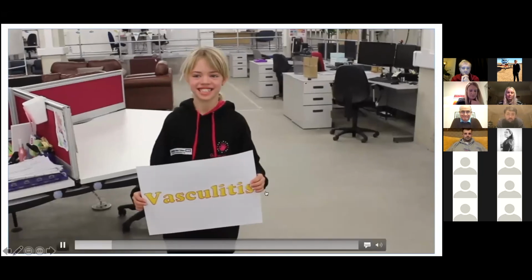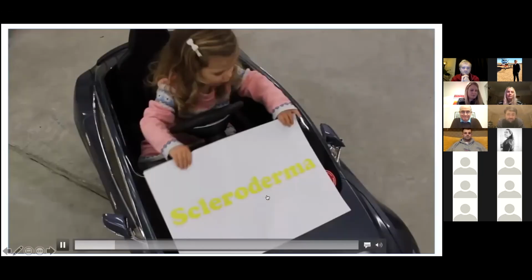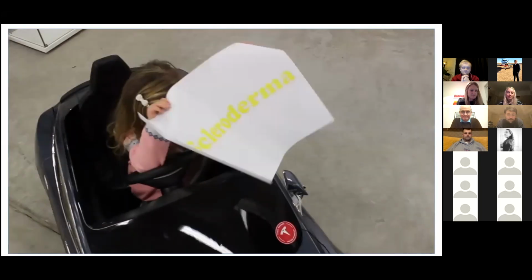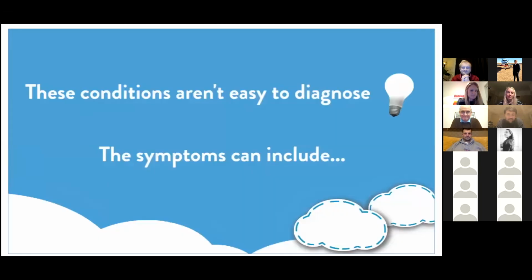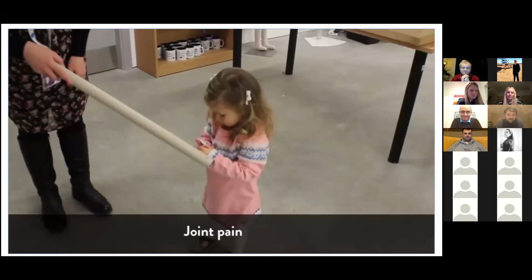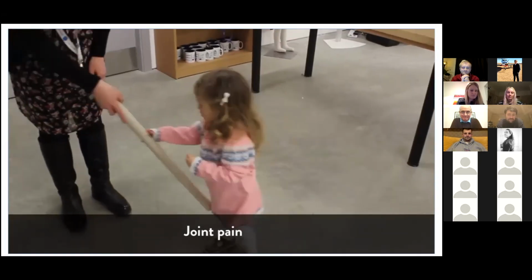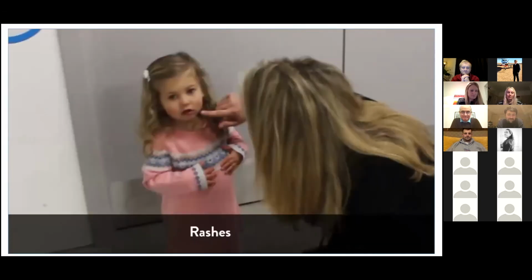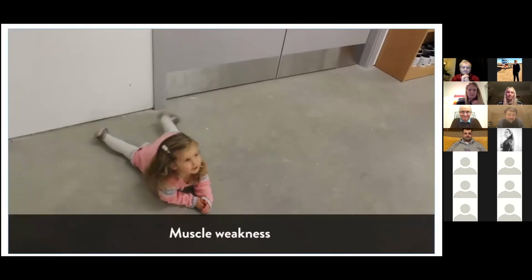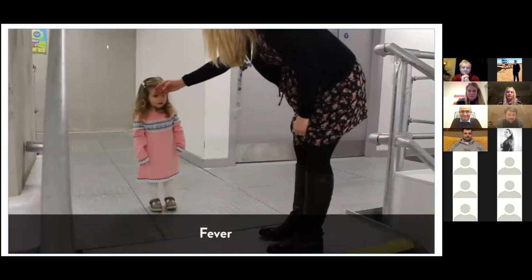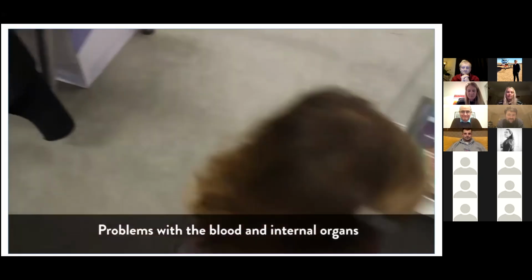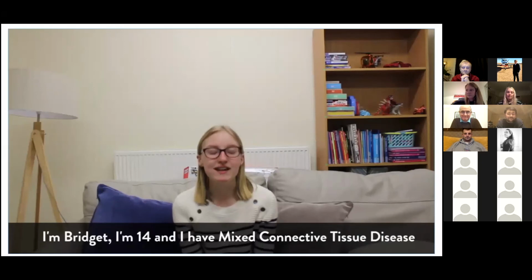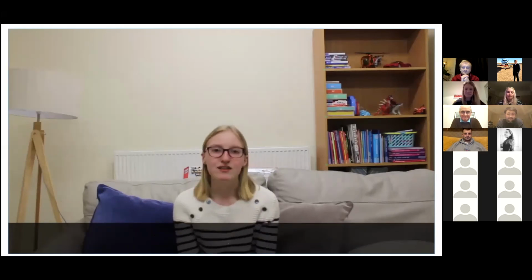Vasculitis. Juvenile Dermatomyositis. Lupus. These conditions aren't easy to diagnose. The symptoms can include joint pain, joint swelling, rashes, muscle weakness, fever, weight loss, hair loss, and problems with the blood and internal organs. I'm Bridget, I'm 14, and I have mixed connective tissue.